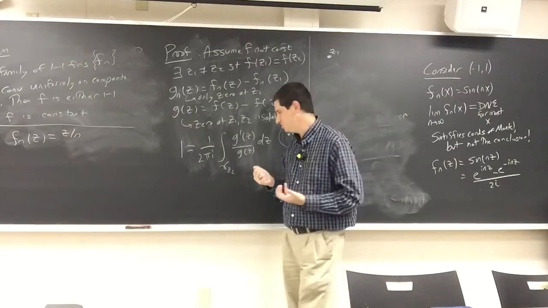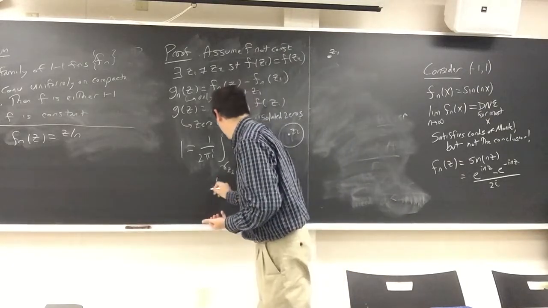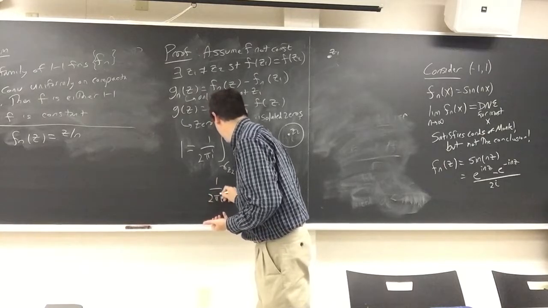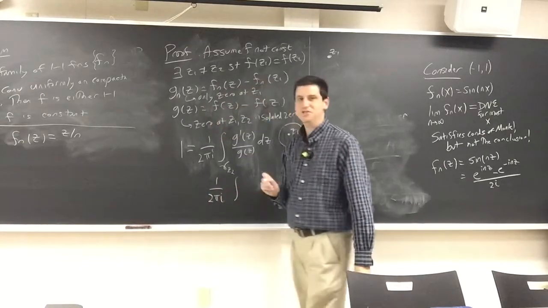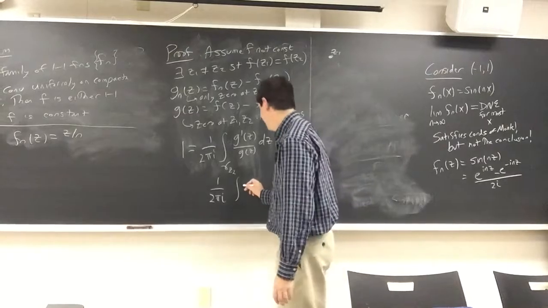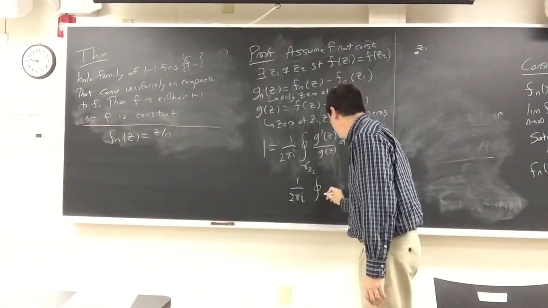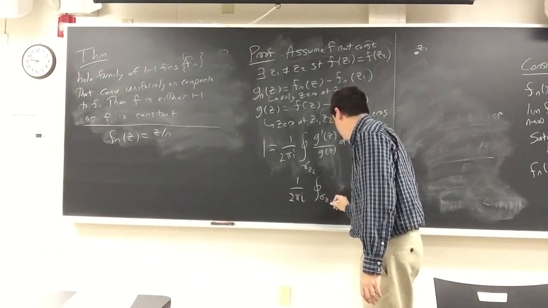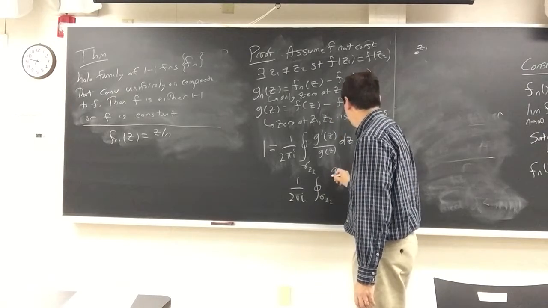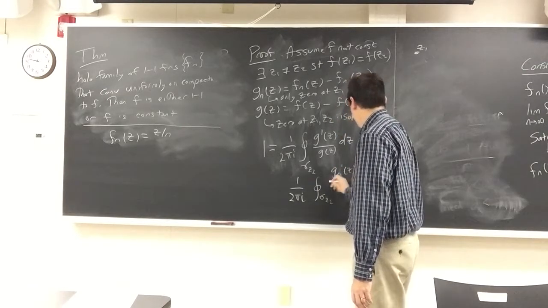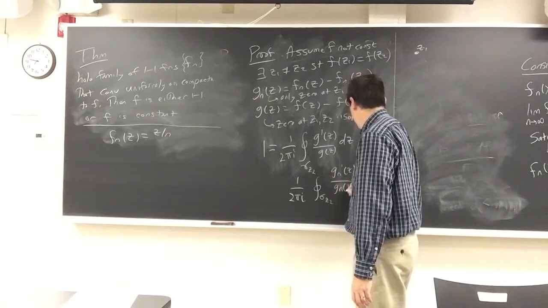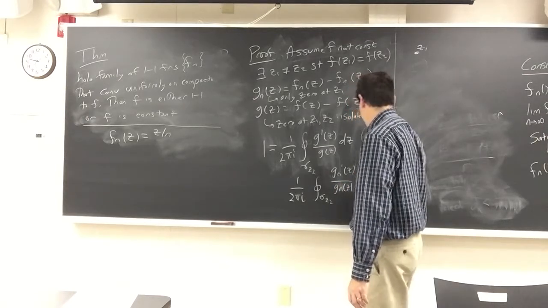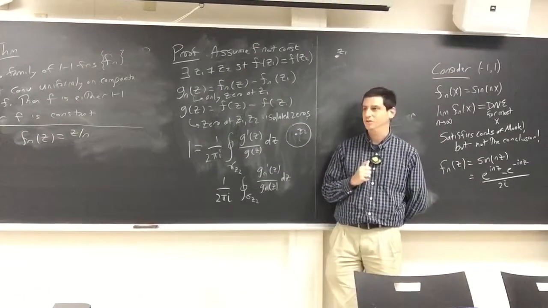I really don't have that many choices of what to do. When we're doing the analysis proofs, that's a lot harder. All right? So now I'll integrate over gamma of z2 of gn prime of z over gn of z dz. What should that integral equal?